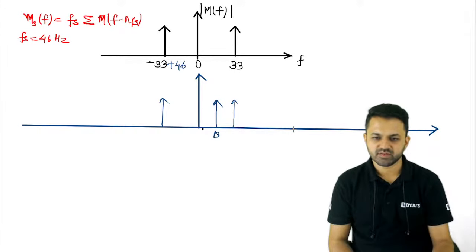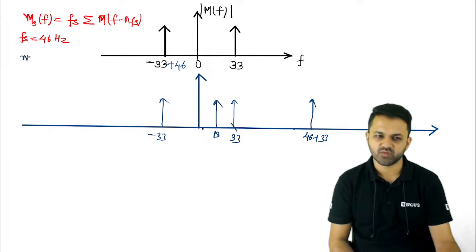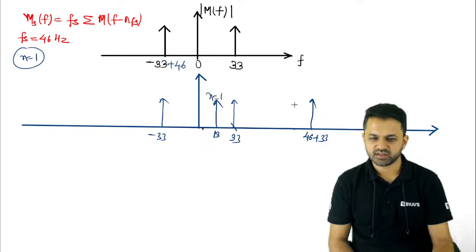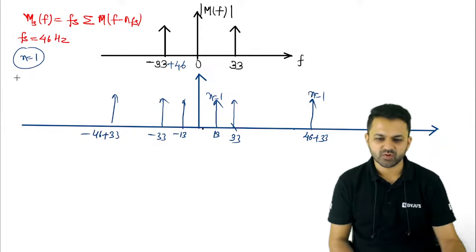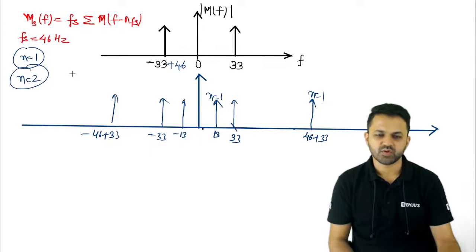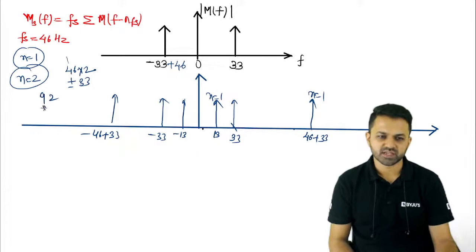And then it will be around 46 plus 33. This is our original spectrum, 33 and minus 33. This we will get when we put n equal to 1; for n equal to 1, you will get the signal right shifted. For n equal to minus 1, you will get minus 13 and 46 plus 33 with minus sign. When you put n equal to 2, you will get 46 into 2 plus minus 33, so it is 92 plus minus 33.